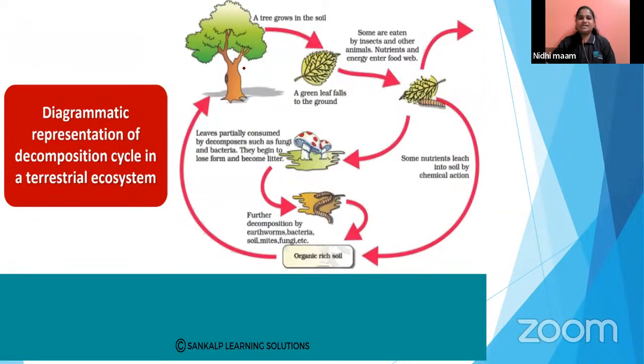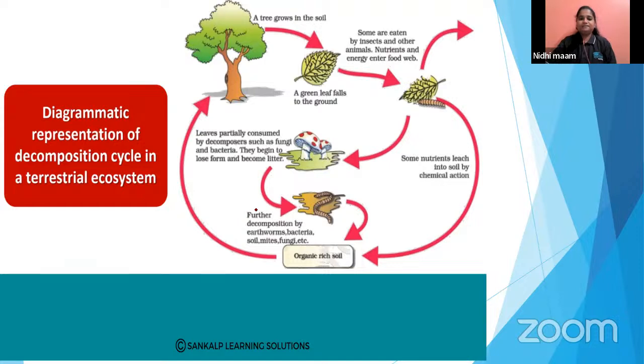So here you can see a decomposition cycle in the terrestrial ecosystem. So here, see, a tree grows in the soil, a green leaf falls on the ground. Okay. Some part of it is eaten by insects and other animals. Nutrients and energy enter the food web. Okay. Then what happens to the remaining? Some nutrients leach into the soil by chemical action, which is called leaching.